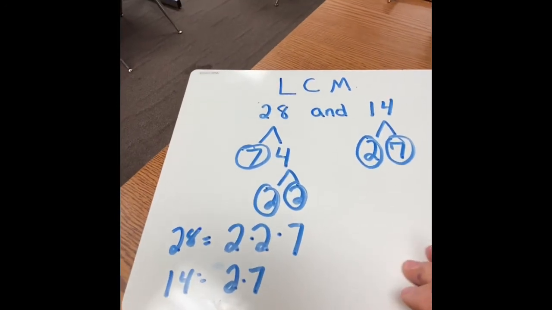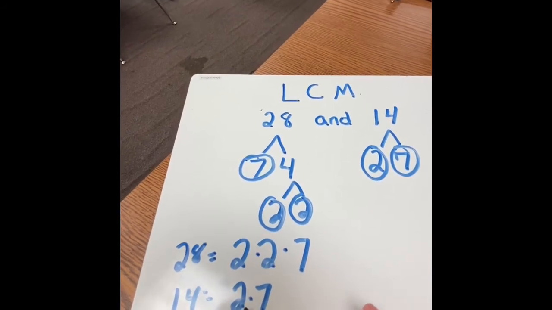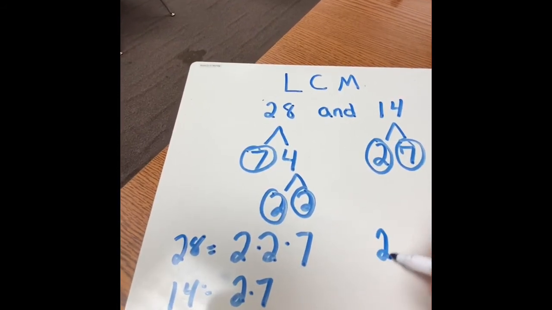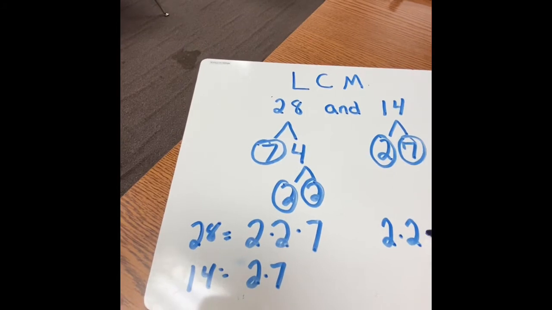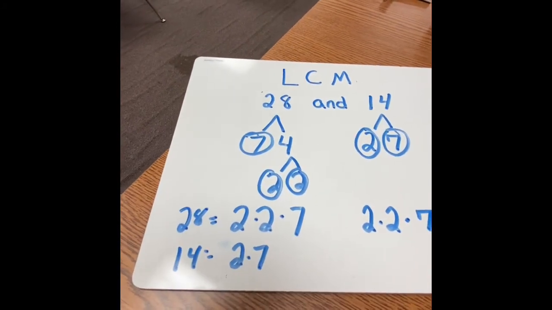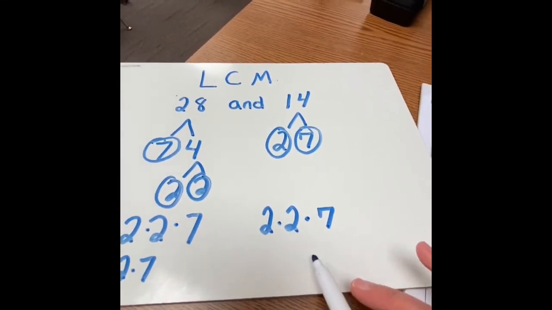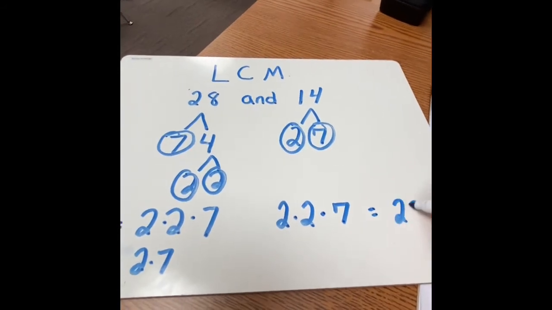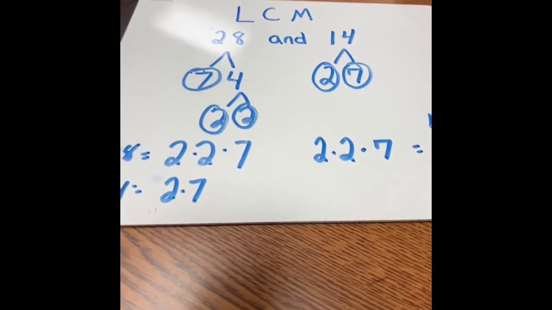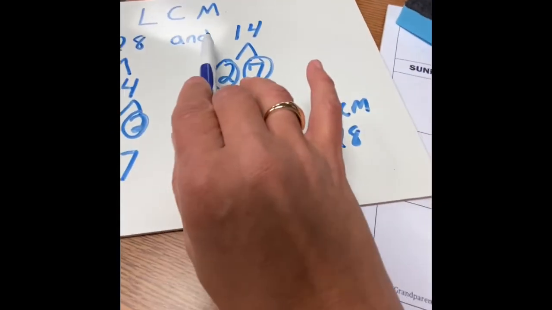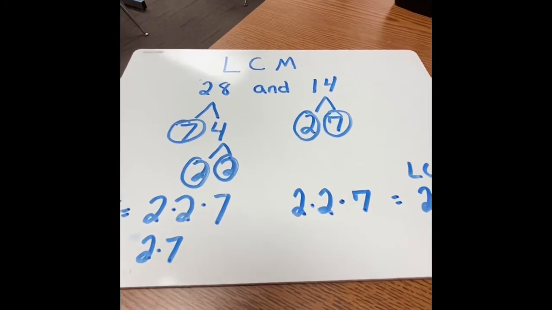Now remember what we said on the last problem. 28 has 2 2's, 14 has 1 2. So then we're going to take the one with the most, which is 2 times 2. Now we have 1 7 and 1 7, so then we're just going to multiply 7, because both of them had the same amount. So 2 times 2 is 4, 4 times 7 is 28. So the least common multiple would be 28, because 28 divides into 28, and 14 times 2 gives you 28. So I hope this helps.